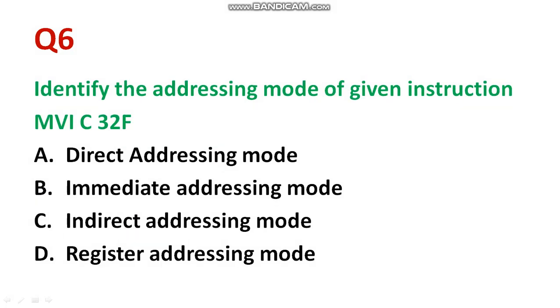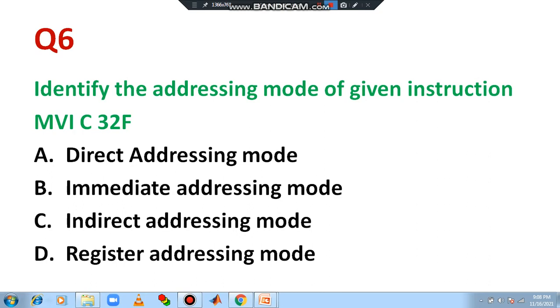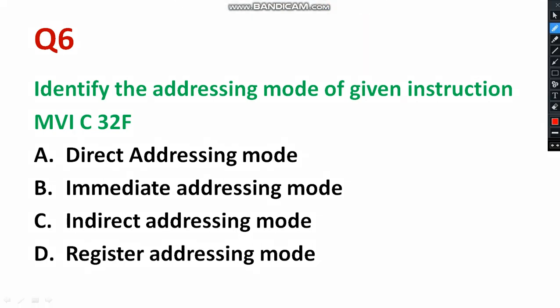Identify the addressing mode of the given instruction MVI C, 32H. Now similarly I have solved. Now you can easily calculate. It is called immediate addressing mode. Okay, option B is the correct answer.